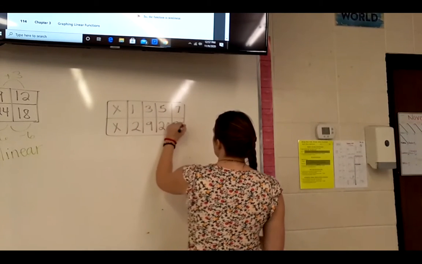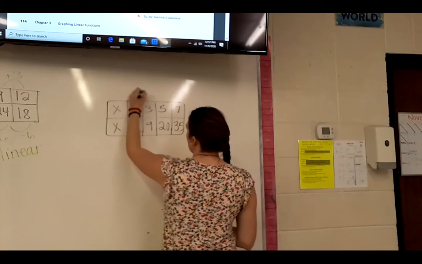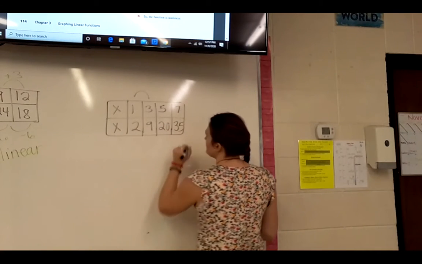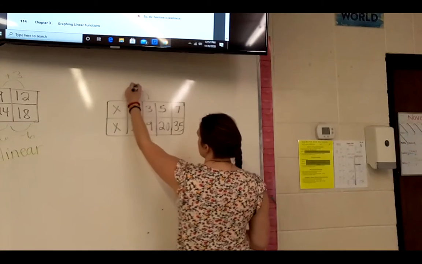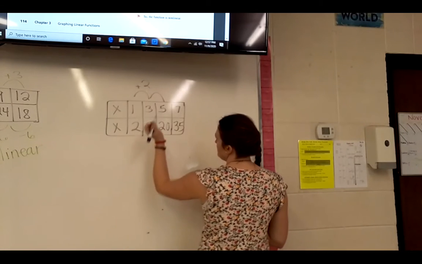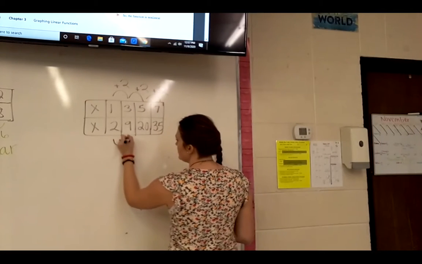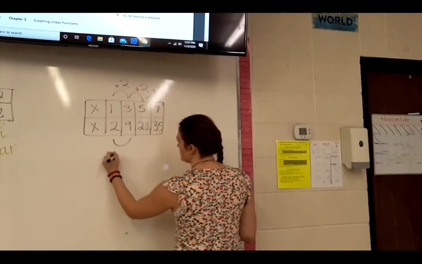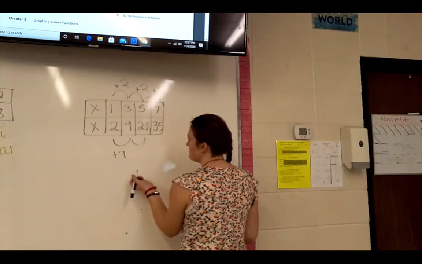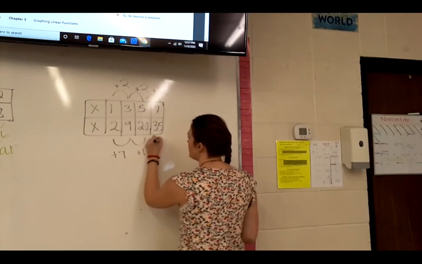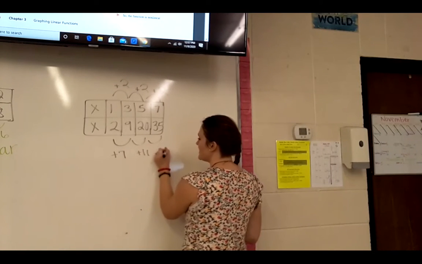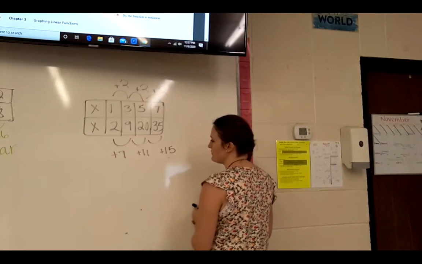Okay, on B, what is happening on top? 1, 2. Plus 2. Is it still happening? So far so good. And then when we look on bottom from 2 to 9, what is that? Plus 7. 9 to 20? Plus 11. And 20 to 35. So is that linear or non-linear?